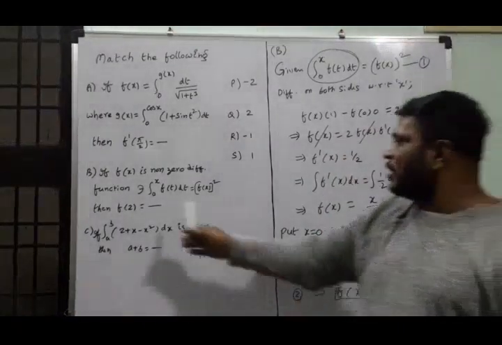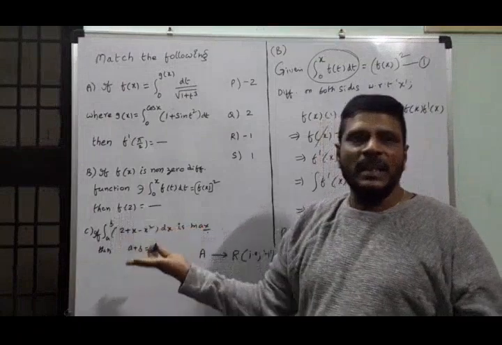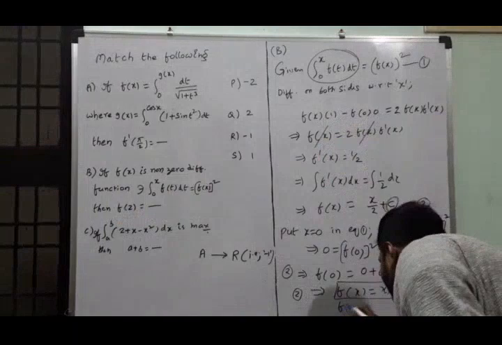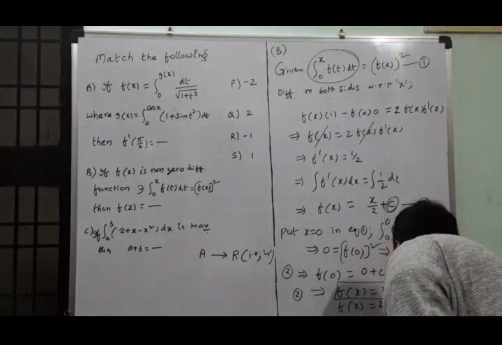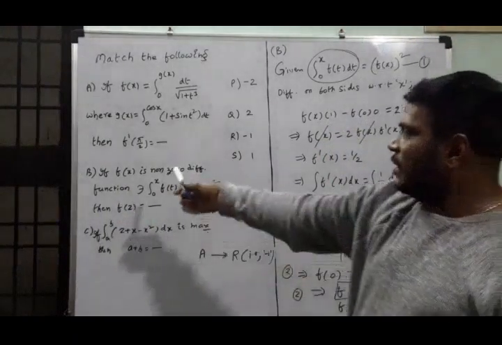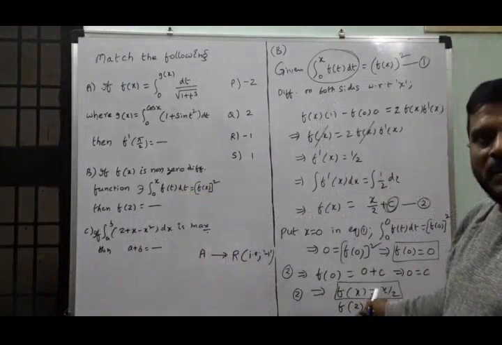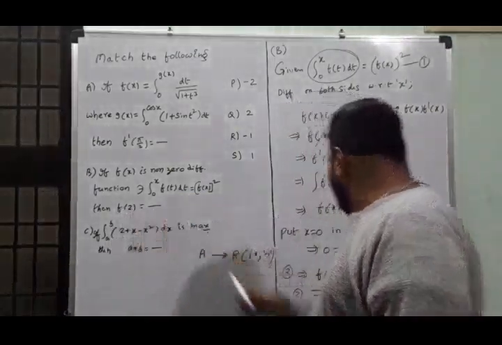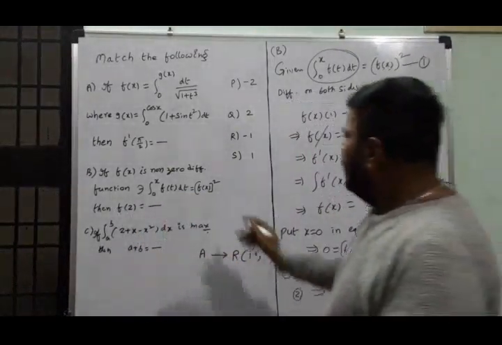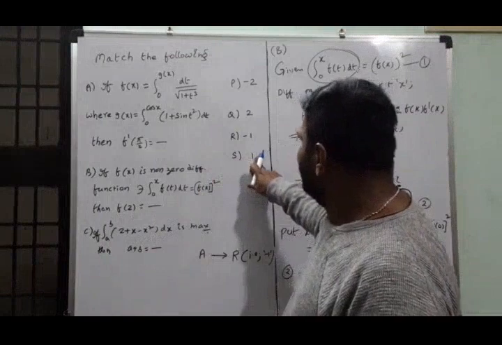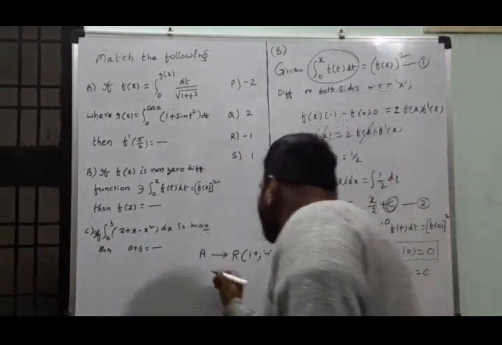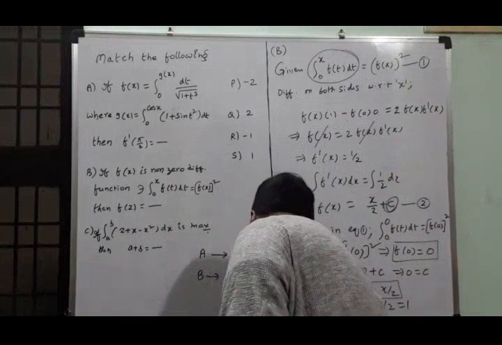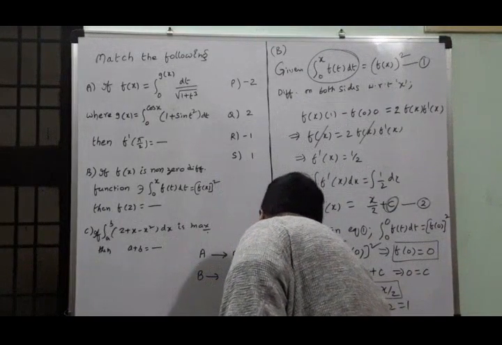After getting this function, you have to find f(2). That is easy. In place of x, you have to substitute 2. So 2 by 2, which is 1. After getting the function, you can find the image of any number. So f(2) is 1. So B is mapped to yes. That is 1, because the answer is 1.